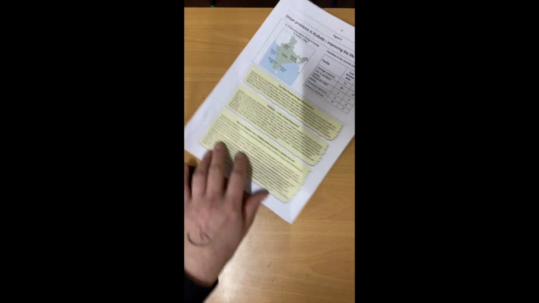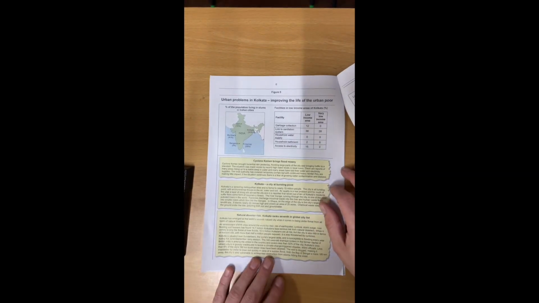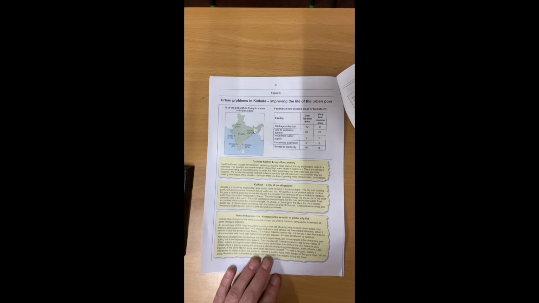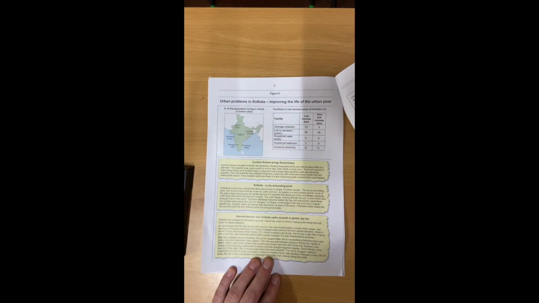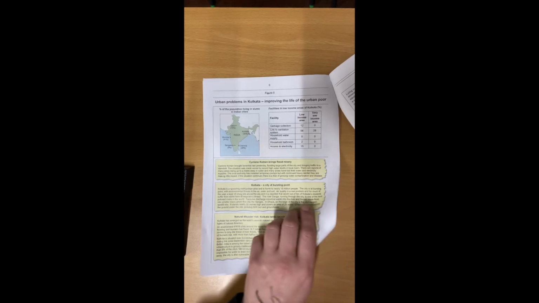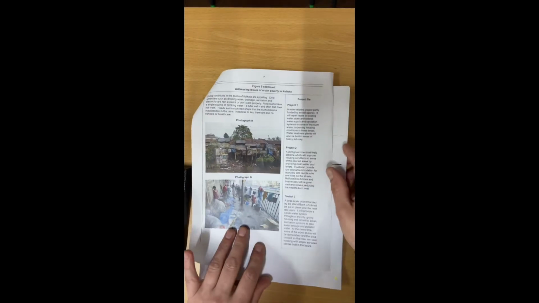And finally, there's going to be a decision for you to make, all right? So in this particular one, they're talking about Calcutta in India improving the life of the urban poor, and they're talking about all the challenges that the urban poor face. So population density, natural disasters, yeah? And then there is a solution over here.